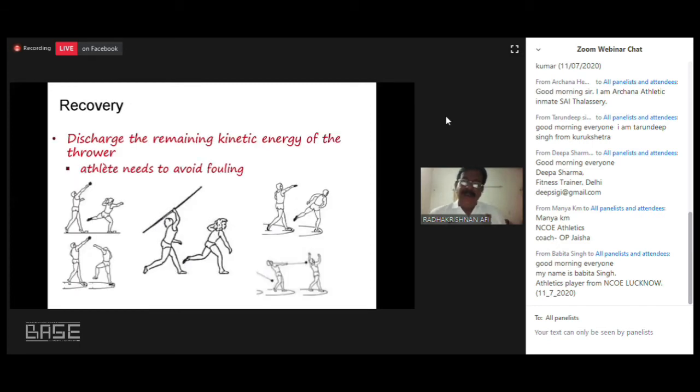Then this recovery, that is very controversial for me. I think we don't need to teach recovery to the athlete, because recovery is to control the kinetic energy left over, to control the body, to avoid fouling. But it has a unique method of recovery. We can't say there is a particular model for recovery.